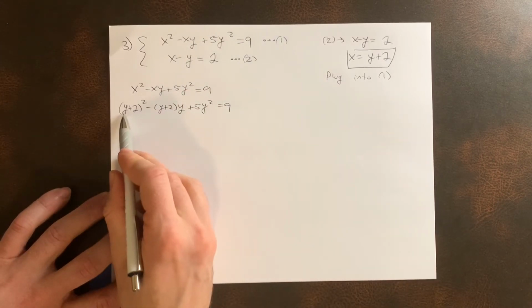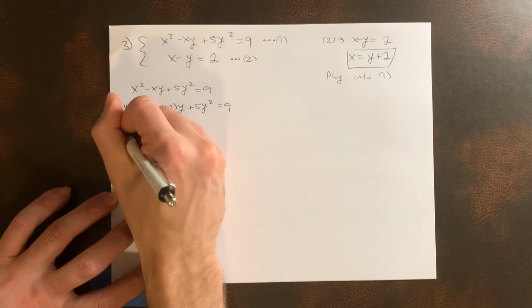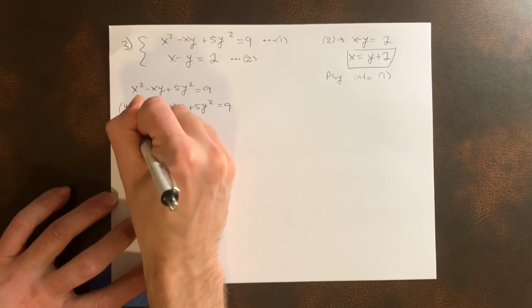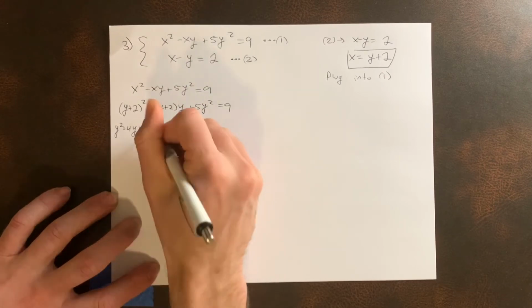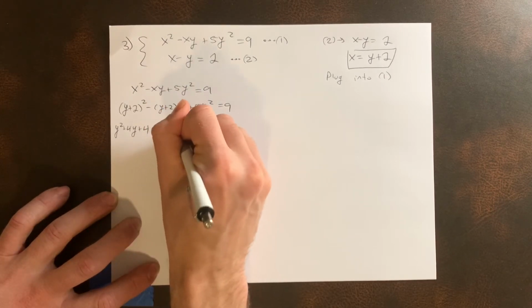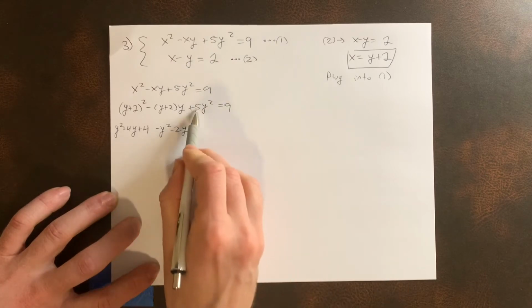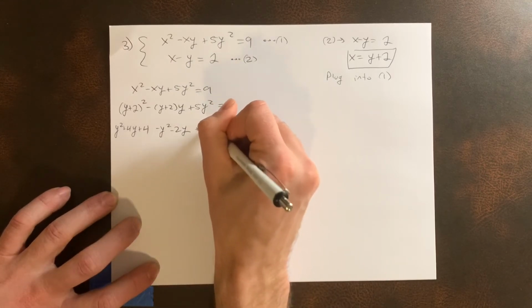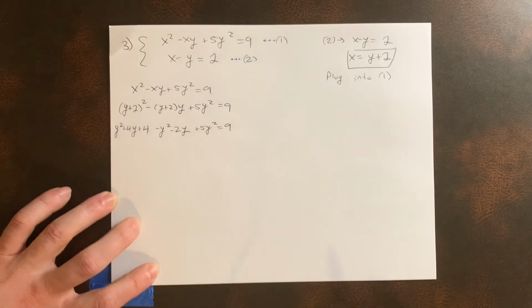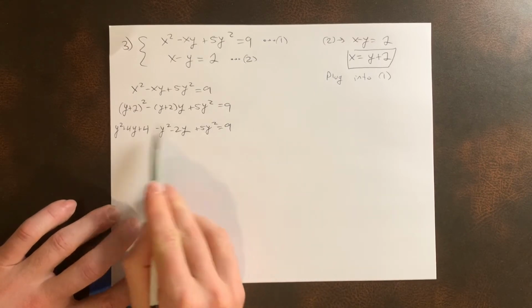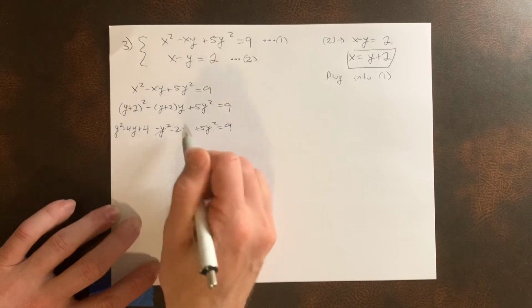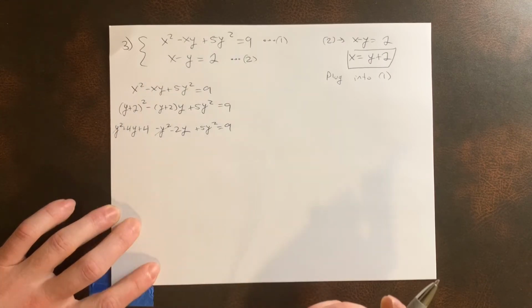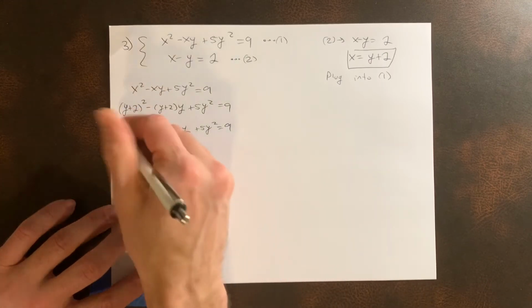If we FOIL out y plus 2 squared, we get y squared plus 4y plus 4. If we simplify this middle term, we'll get minus y squared minus 2y. This, just leave it the same, plus 5y squared equal to 9. Now we need to combine all the like terms on the left-hand side. We have a y squared, the minus y squared, and a positive y squared, so those go away, and all we're left with is a 5y squared.